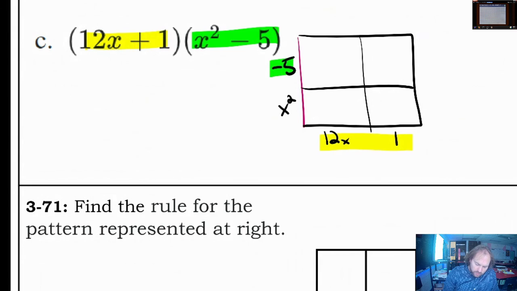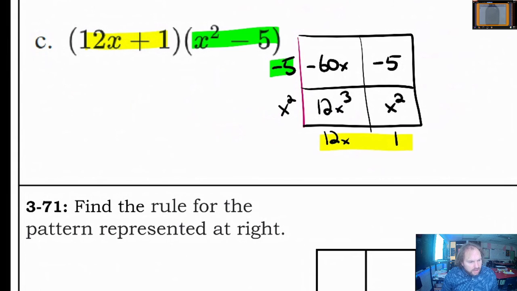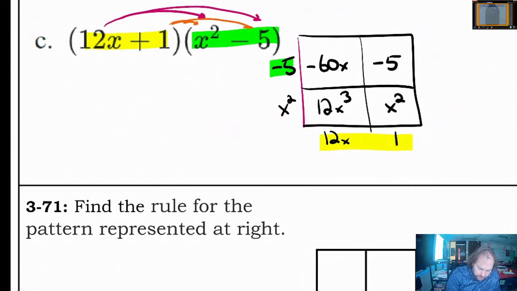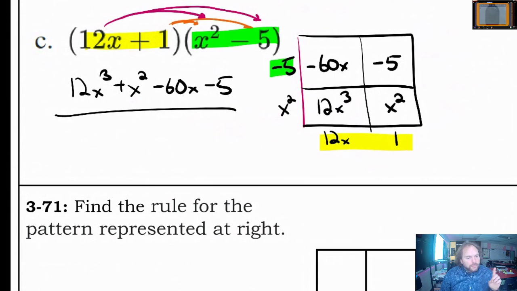12x times x squared will be 12x to the third power. 12x times negative 5 is negative 60x. 1 times negative 5 is negative 5, and 1 times x squared is just x squared. So remember, what's going on here is we're just double distributing the 12x and then the 1. So take your time with it. 12x to the third plus x squared minus 60x minus 5 is the best way to write that answer. Standard form for algebra problems has the highest degree first, and then going down: second power, first power, and 0 power.